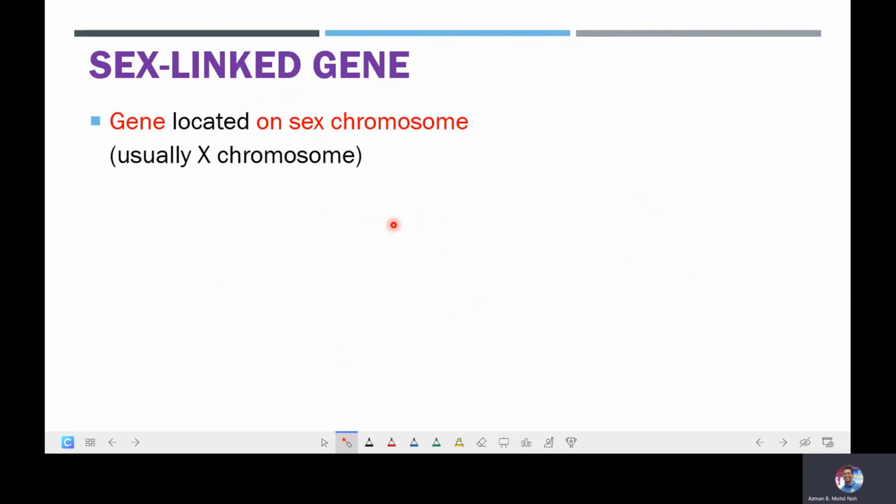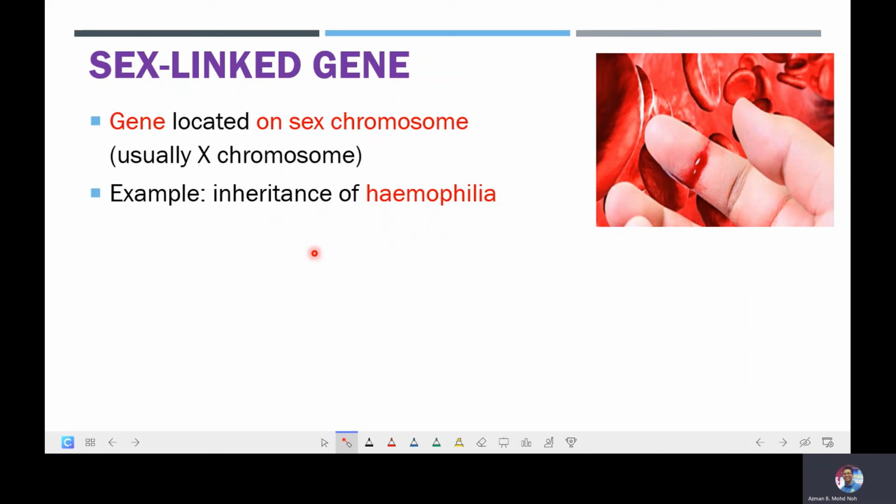The last type of deviation from Mendelian inheritance will be about the sex-linked gene. This refers to the case where the gene is located on the sex chromosome. And usually, the sex-linked gene will be located on the X chromosome in humans. For example, the inheritance of hemophilia in humans involves a sex-linked gene. Hemophilia is a disease in which the individual having this disorder will not be able to stop bleeding.